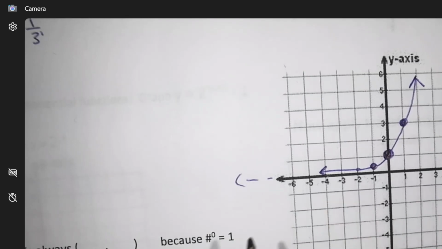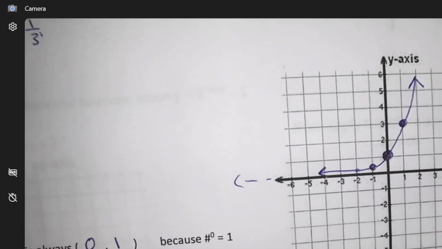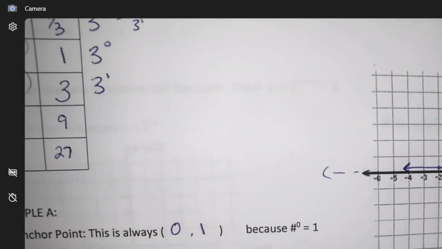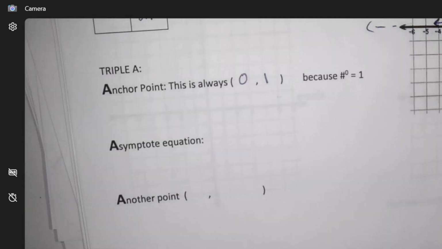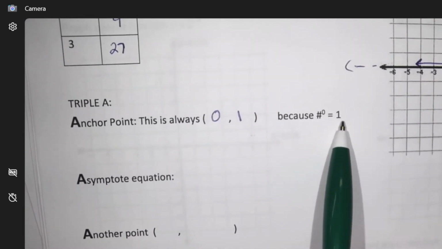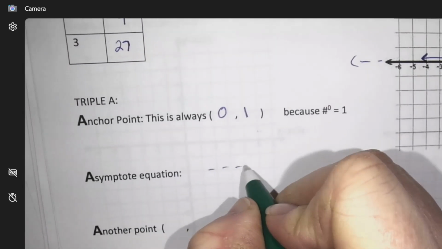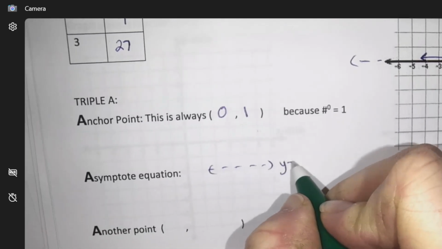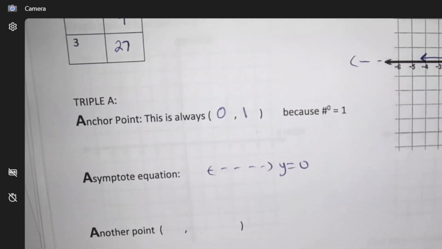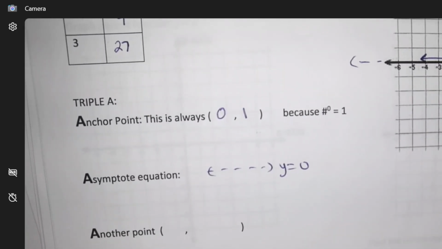You are always going to have the coordinate 0, 1, because any number to the 0 is 1. You are always going to have an asymptote at y equals 0, because it's a flat one.